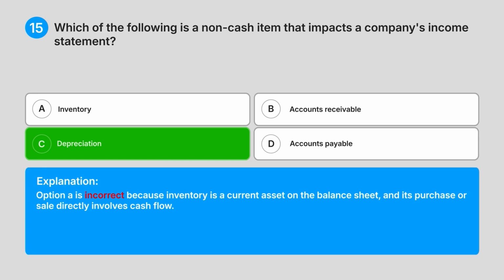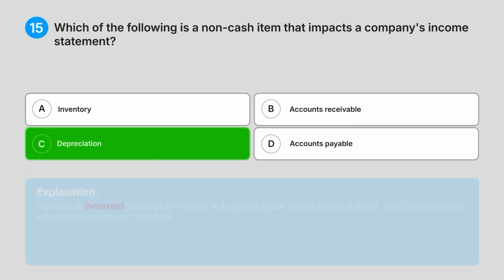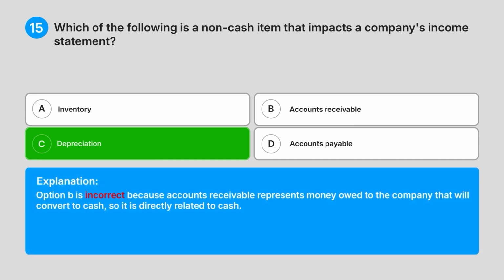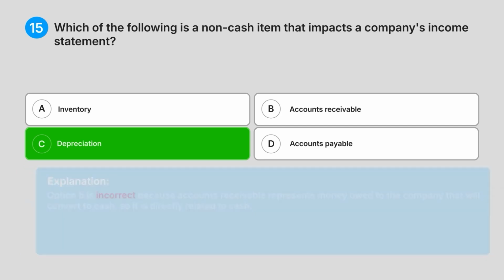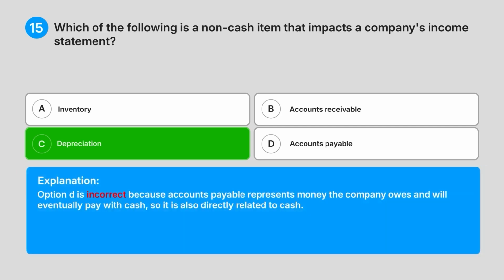Option A is incorrect because inventory is a current asset on the balance sheet, and its purchase or sale directly involves cash flow. Option B is incorrect because accounts receivable represents money owed to the company that will convert to cash, so it is directly related to cash. Option D is incorrect because accounts payable represents money the company owes and will eventually pay with cash, so it is also directly related to cash.